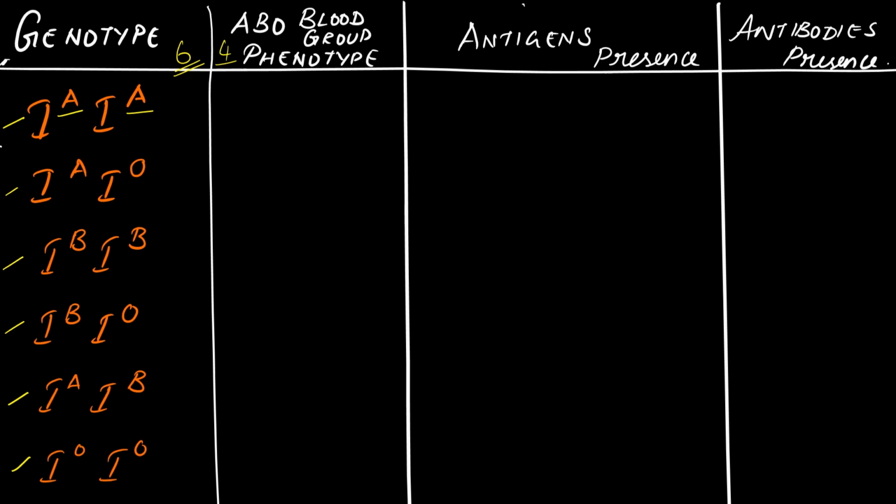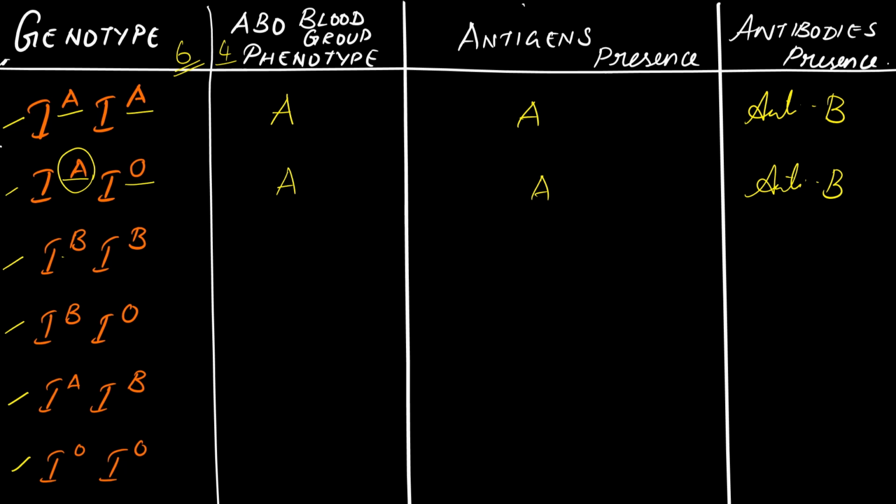Okay, so now if a person is going to have both the alleles IA and IA, then it is similar, no? So the person will be expressing A blood group with A antigen and B antibody. Okay, and if a person is going to have IA and IO, out of these both, A is the only dominant, so the person is going to express A blood group with A antigen and B antibody.